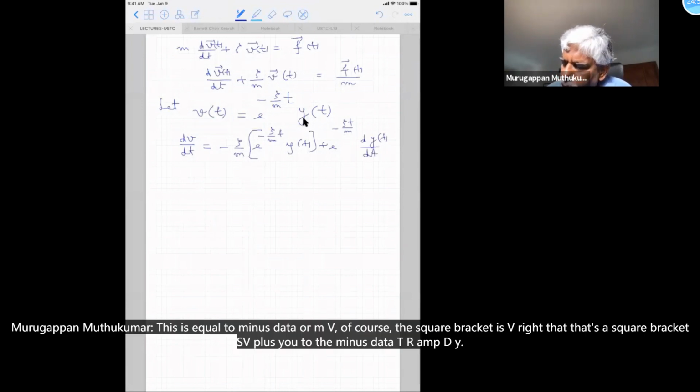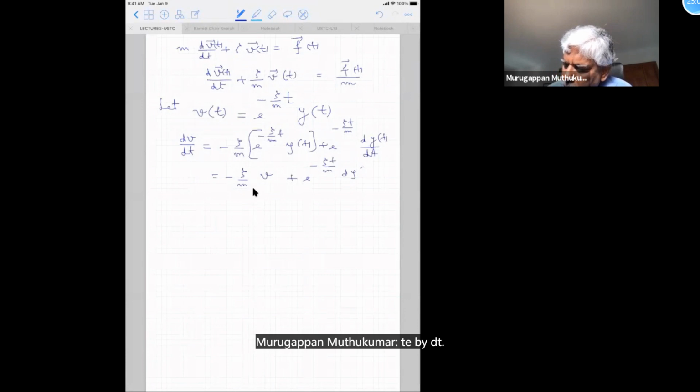Now this is equal to minus zeta over m v, of course. The square bracket is v, right? That's the square bracket, that's v, plus e to the minus zeta t over m dy(t) by dt.